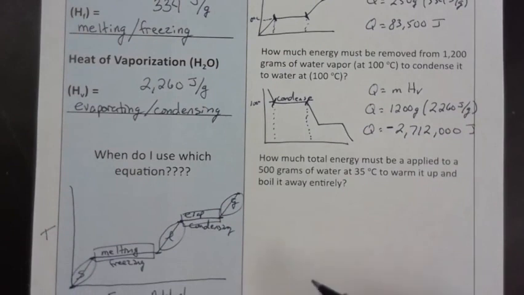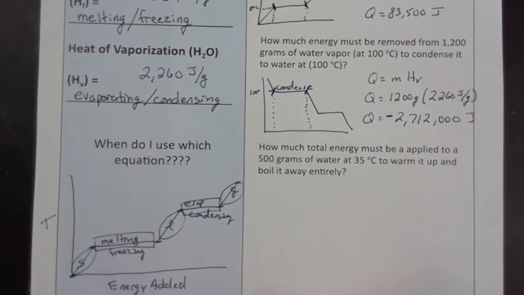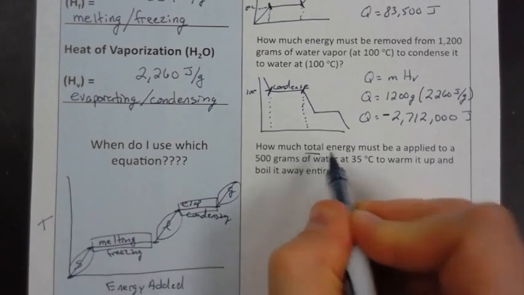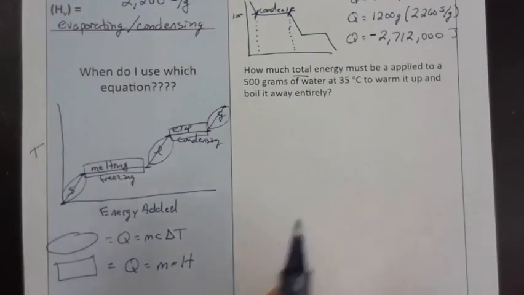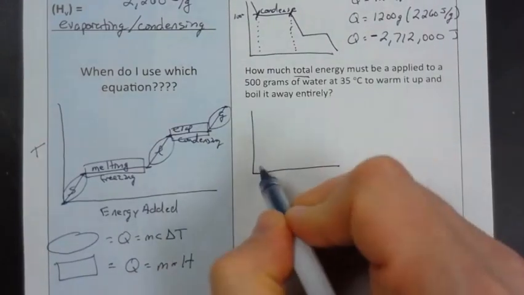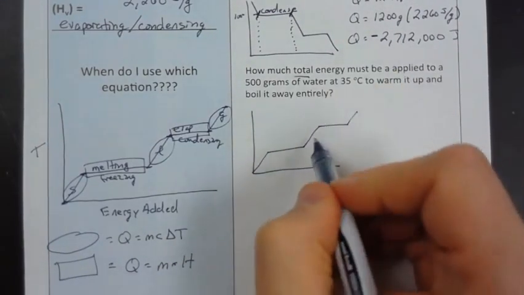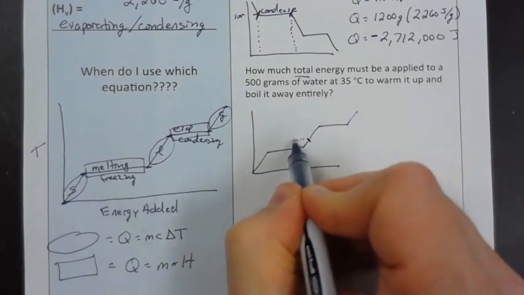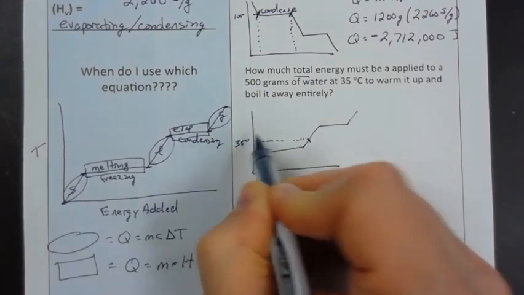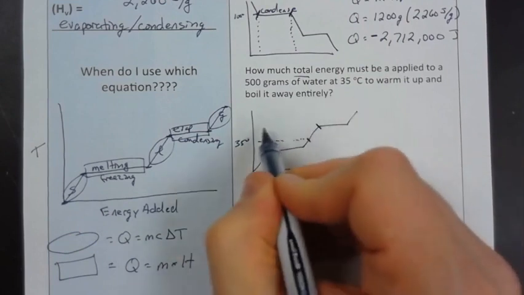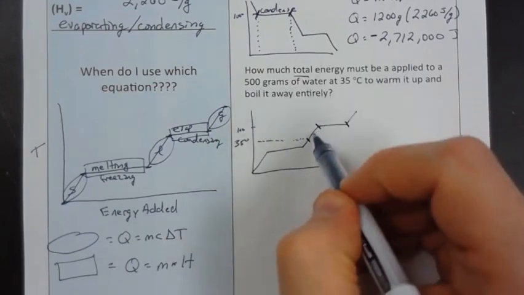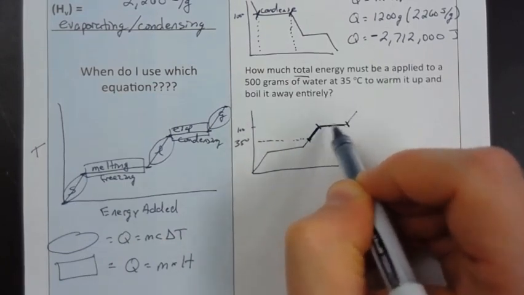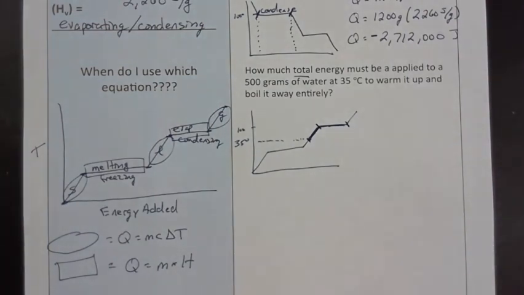Right? The last one has us use both equations. It says how much total energy must be applied to 500 grams of water at 35 degrees Celsius to warm it up and boil it away entirely. So on an energy diagram, we're heating it up, but we're starting as a liquid here at about 35 degrees, and we have to heat that water up to 100 degrees and then boil it away entirely. So we've got two segments of this energy diagram that we're going to change through.